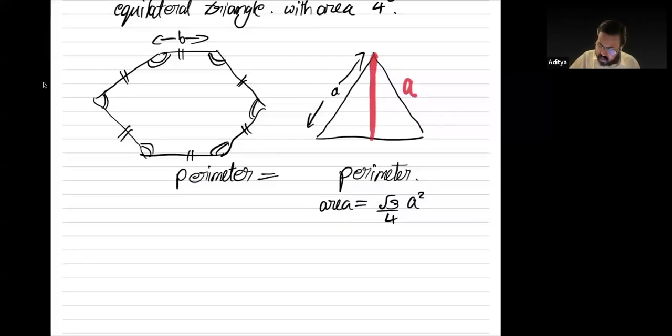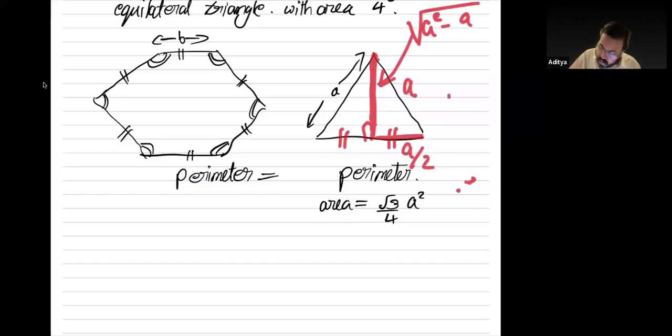This is side length A. Your equilateral triangle has altitude, median, and angle bisectors all coincident. They are all the same. So this can be written as A upon 2. Using Pythagoras theorem, you can figure out this length as the square root of A square minus A upon 2 the whole square. And you get root 3 upon 2 A.